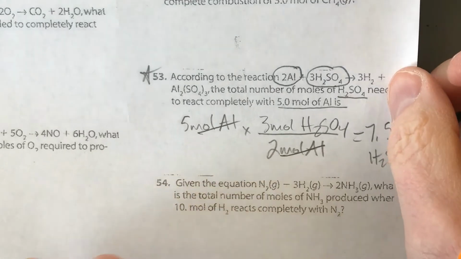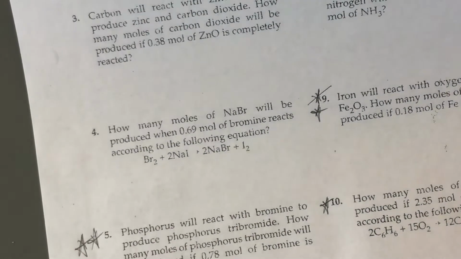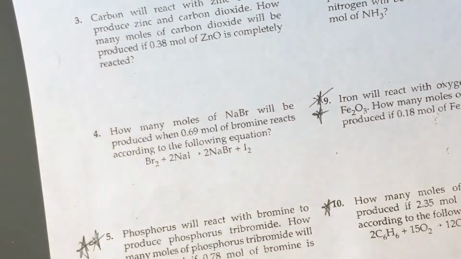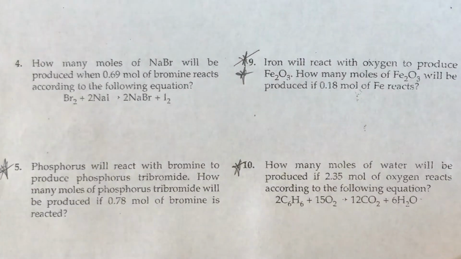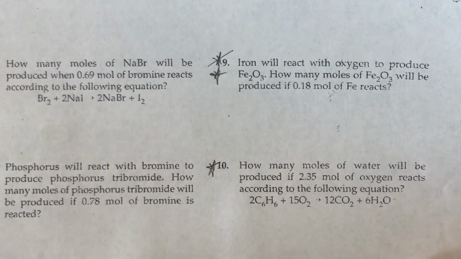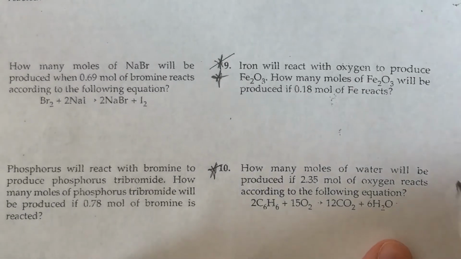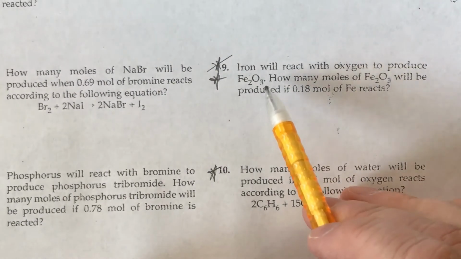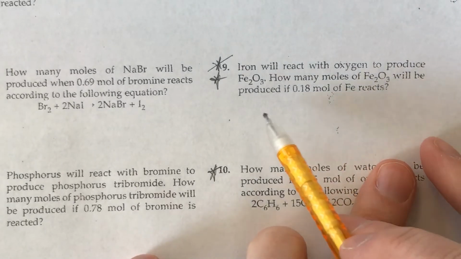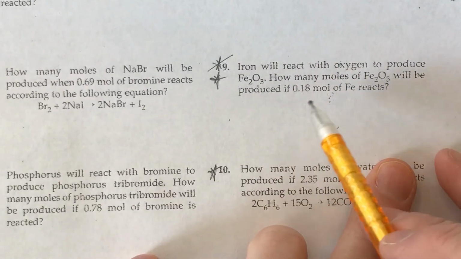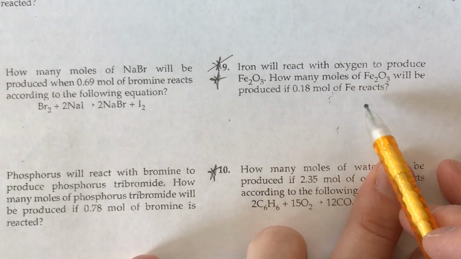All right, a couple on the back, and I want to mention the idea that sometimes you see them where they don't have the equation and you need to actually come up with your own balanced equation. So let's look at a couple here. So for example, iron will react with oxygen to produce Fe2O3. How many moles of Fe2O3 will be produced if 0.18 moles of Fe react?